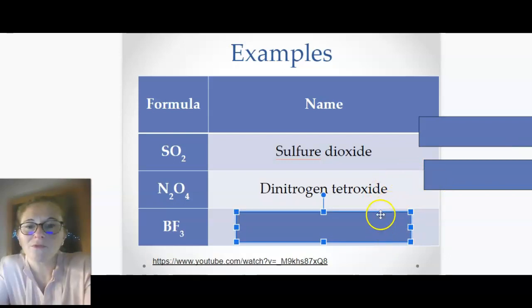oops, it's fighting me. There it is. Nope. Well, anyway, it's boron trifluoride.